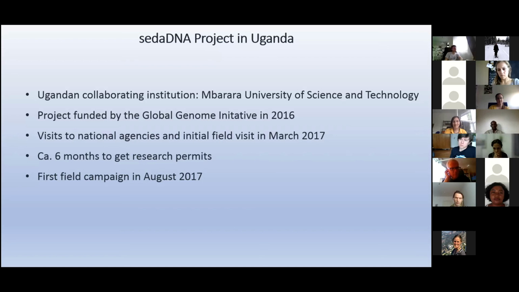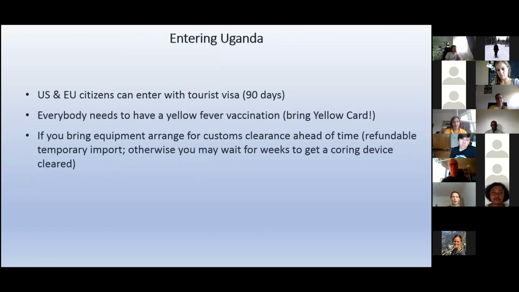So eventually we came as a team. Research visas for 90 days cost $50 or $100. Everyone who wants to enter Uganda needs a yellow fever vaccination. So if you travel there, you have to bring your yellow card and show this.